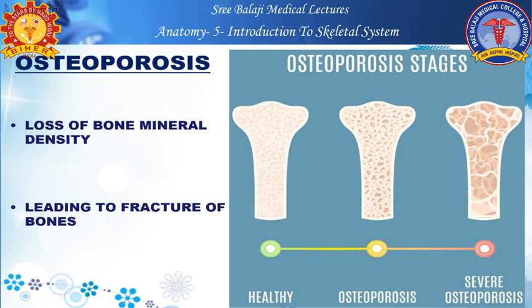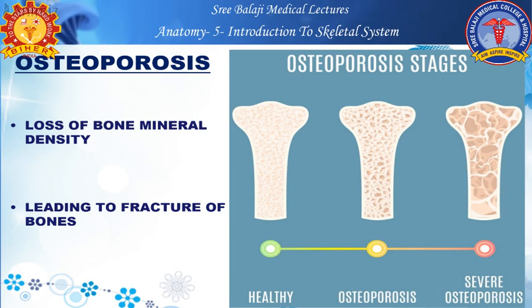In this defect, which is called osteoporosis, there is reduced calcium. The bone mineral density is reduced. Because of this, the bone becomes very weak. It becomes more porous. This leads to easy fracturing of the bones. This is very common in postmenopausal ladies, of the postmenopausal age group.